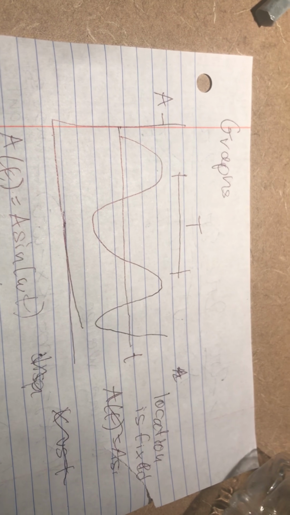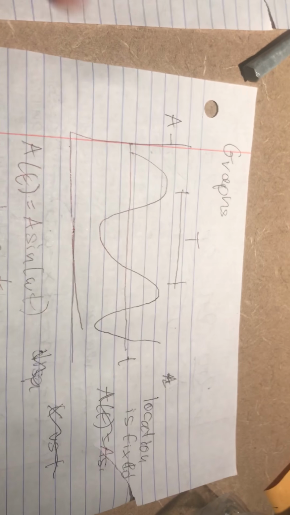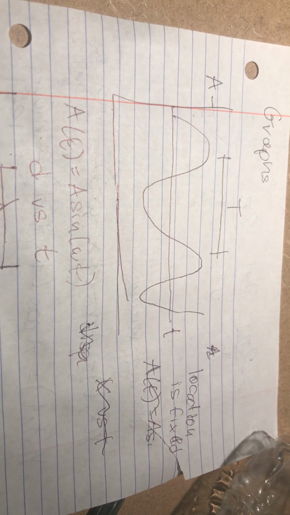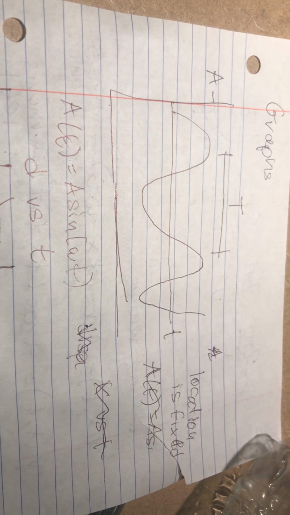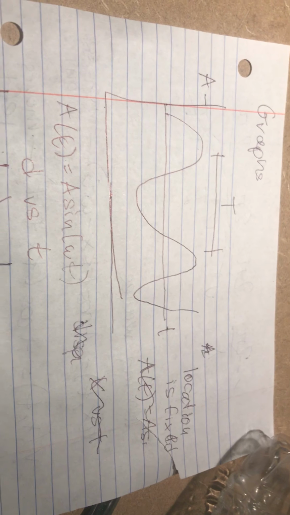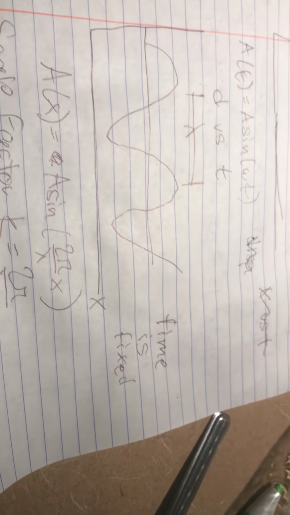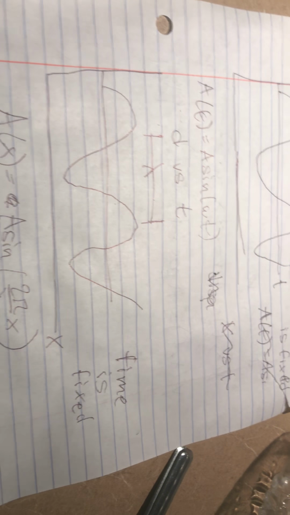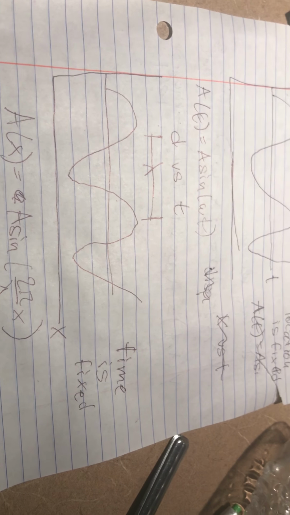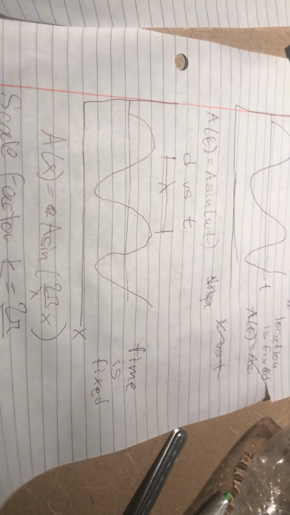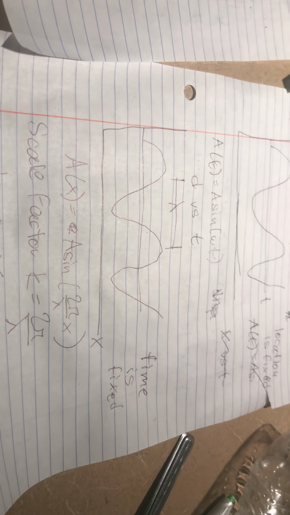Some basic graphs that you would know: you have waves. You have a wave where location is fixed, and it's given by the generic formula A as a function of time, A sine omega t, and it's displacement versus time. And then if time is fixed, you just do A as a function of x. This time it's A sine 2 pi over lambda x. The scale factor would just be k, which is 2 pi over lambda, which is the equation that you familiarized with earlier.